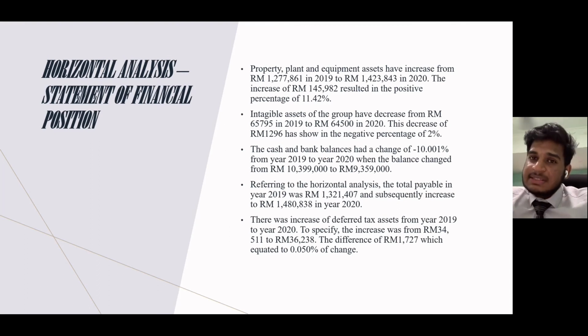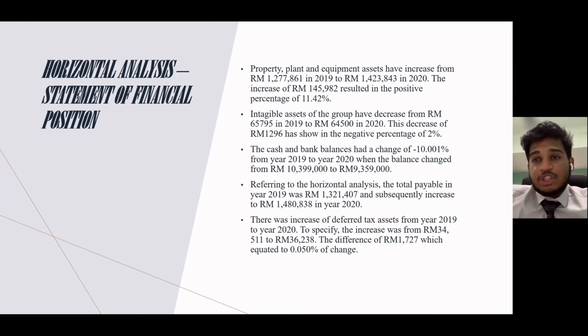Referring to the financial statements shown based on the horizontal analysis, the property, plant, and equipment assets have increased from 1.2 billion in 2019 to 1.4 billion in 2020. The increase of 145 million results in a positive percentage of 11.42.